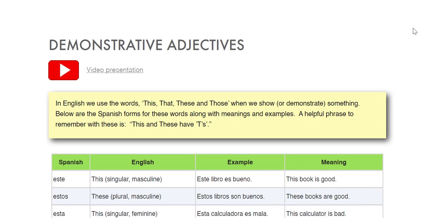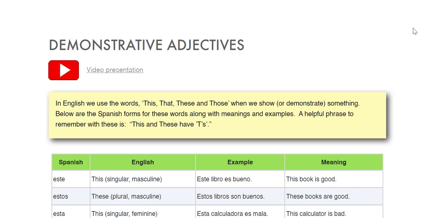In this section, we'll be talking about demonstrative adjectives. In English, we use the words this, that, these, and those when we show or demonstrate something. So try not to think of these as... we use demonstrative adjectives to demonstrate things. Let's just say it that way.